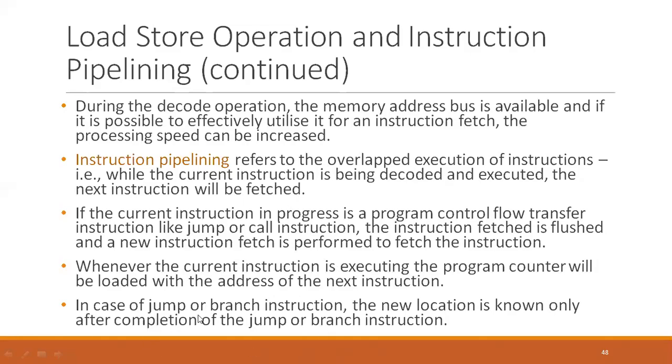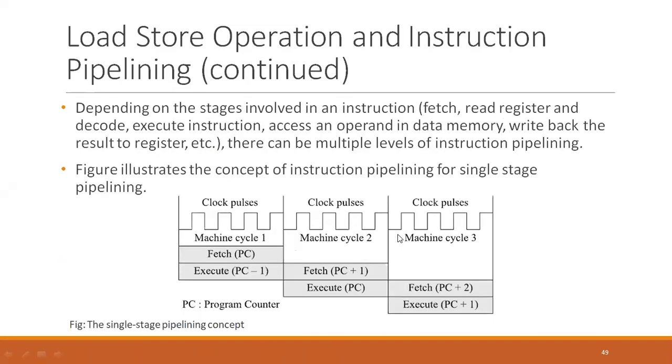In case of a jump or branch instruction, the new location is known only after completion of the jump or branch instruction, because we don't know what the next instruction is until you finish the body of the jump or the branch instruction. So that is how your instruction pipelining works.